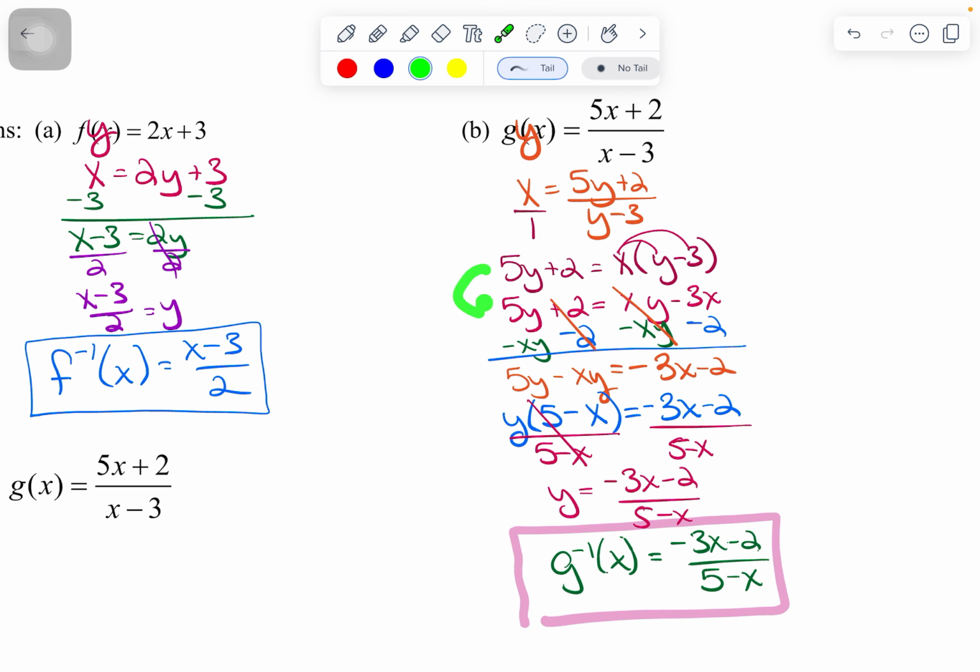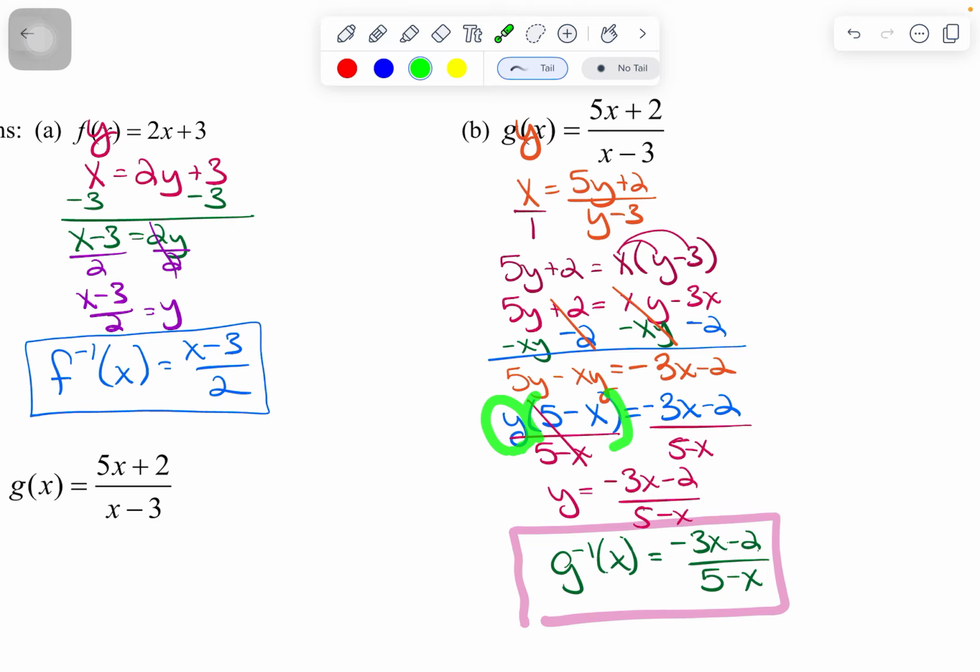I distributed from here to here. This step is where I started moving things. So I went ahead and subtracted xy from both sides. I went ahead and subtracted 2 from both sides. Wrote down what I had left here. This is kind of the weird one, but these two terms on the left side had a y in common. So I went ahead and factored out that y.